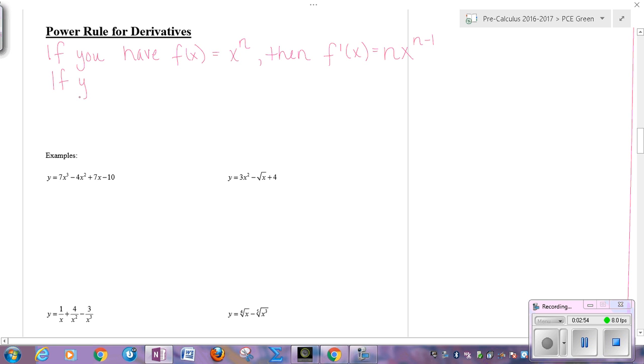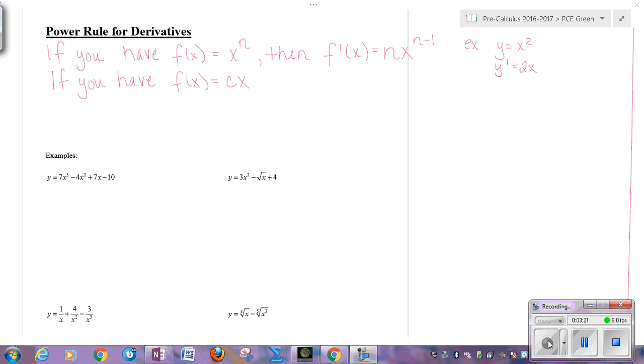There's a couple different scenarios you could have here. Before I go on to that, let's just do a quick example. Example: y equals x squared. If y equals x squared, then I would take the exponent 2, bring it out in front, and multiply it. So the derivative would now become 2x. Notice I subtracted 1 from the exponent, so it just became 2x to the first.